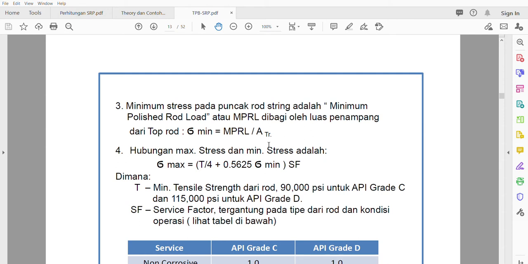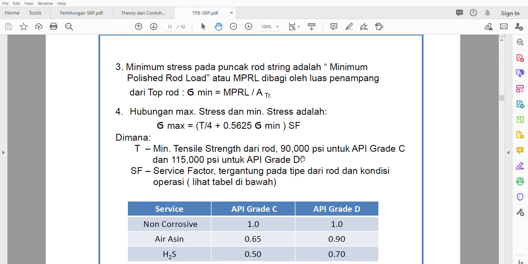So the correlation between minimum and maximum stress is in this equation, and then there is a surface factor here. The surface factor depends on the type of the rod. So API grade C with 90,000 psi, API grade D with 115,000 psi tensile strength. So the T depends on this one, and the surface factor of these two types of API grade, if it's in a non-corrosive area, the surface factor is one. In salt water, it becomes lesser for both, and for H2S, which is most corrosive, it becomes much lower again.